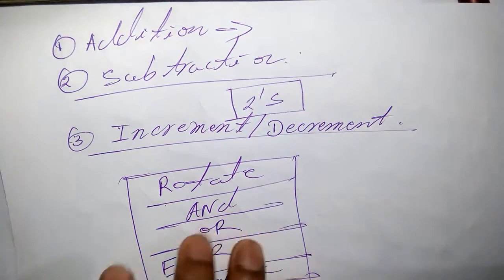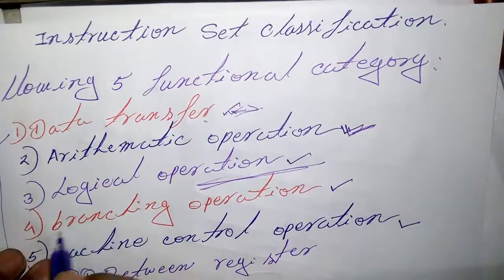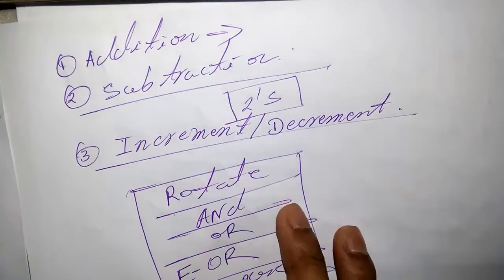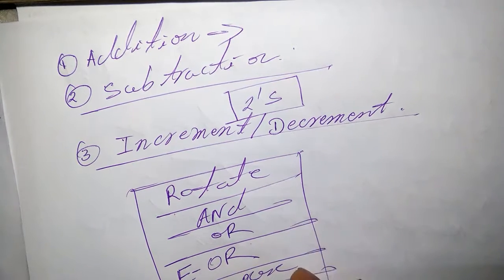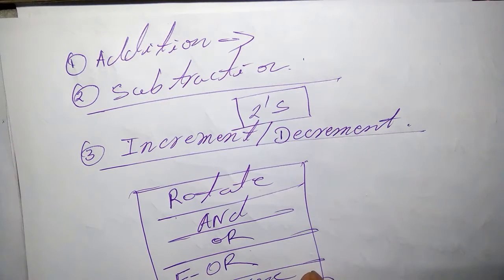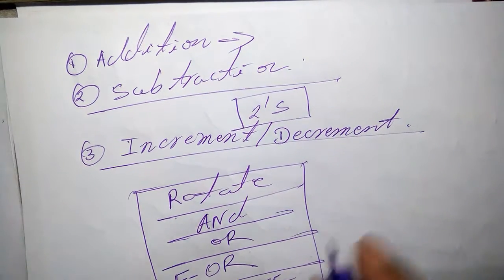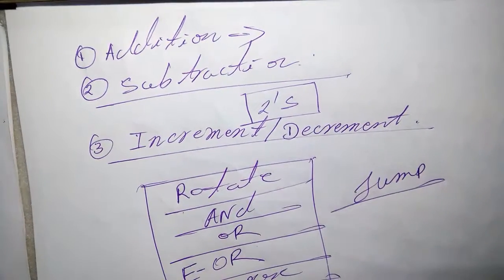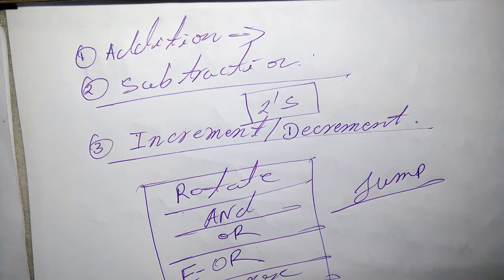Now I discuss branching operations. This group of instructions alters the sequence of program execution either conditionally or unconditionally, like jump, call, return and restart. What is jump in branching operations? Conditional jumps are an important aspect of the decision-making process in a program. These instructions test for certain conditions like zero or carry flags.